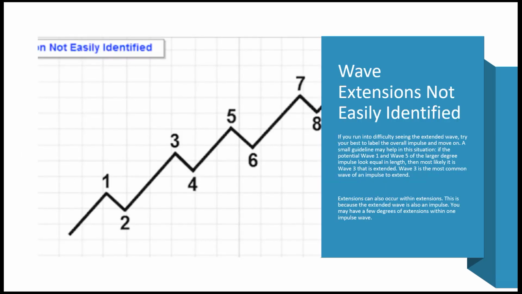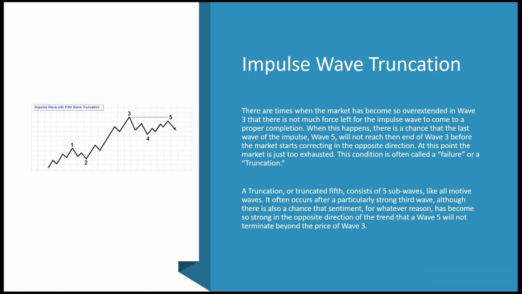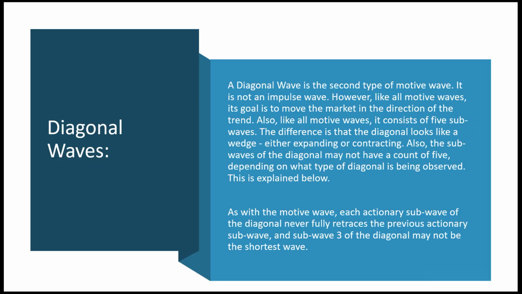Now, a wave extension is not easily identified. If you run into difficulty seeing these extended waves, try your best to label the overall impulse and move on. And there are times when the market has become so overextended in a wave 3 that there is not much force left for the impulse wave to come to a proper completion. So we could get a truncated fifth wave. Now you see why I don't, it's not that they're bad. My friends swear by them. I just don't have the time for all these little pieces.